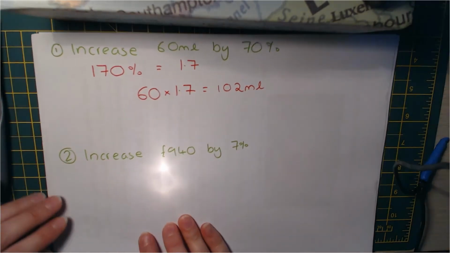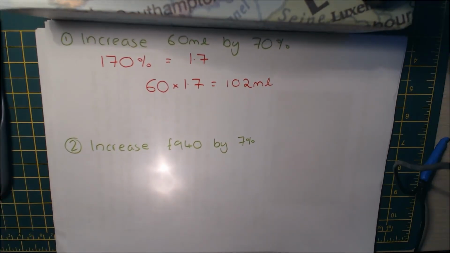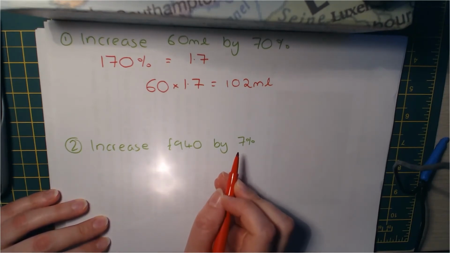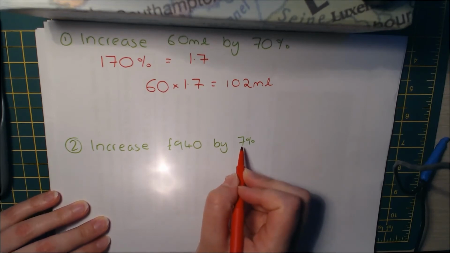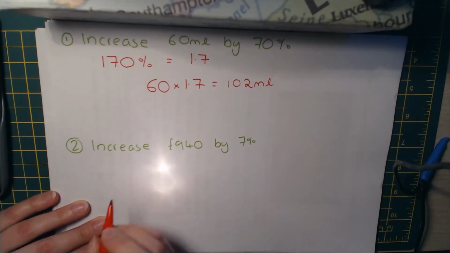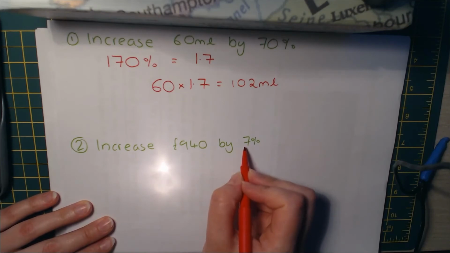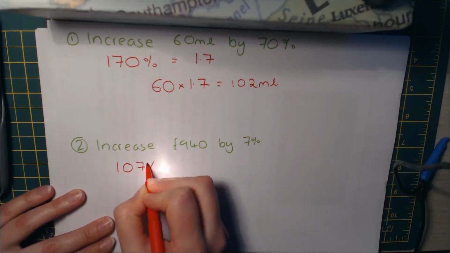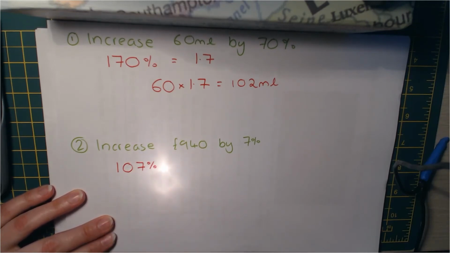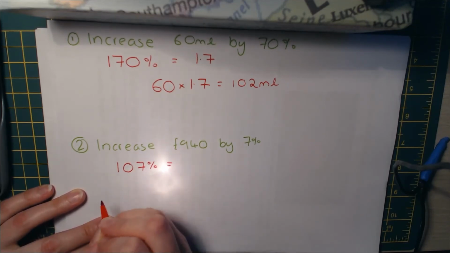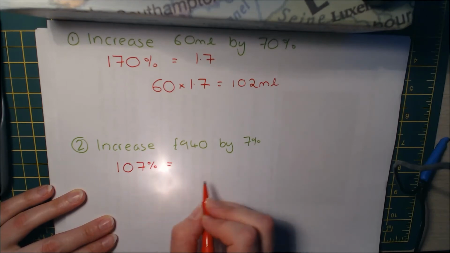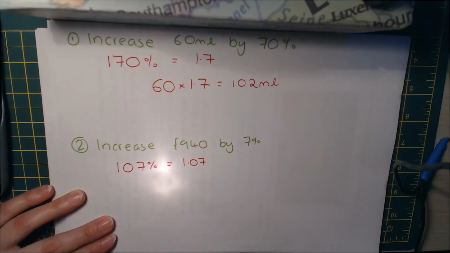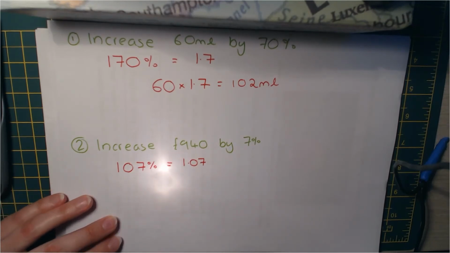This one here, to increase £940 by 7%. Be careful here. A lot of people make a slip up because this is 7%, not 70%. We're looking for 107%. To convert that to a decimal, and this is where people tend to go wrong, it is 1.07. Not 1.7, it's 1.07.